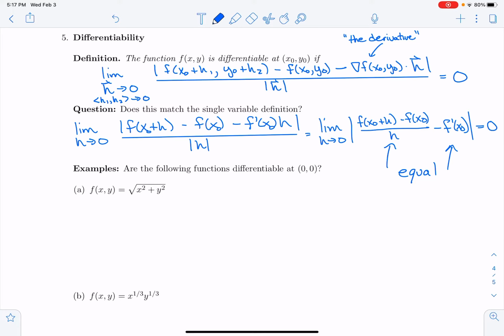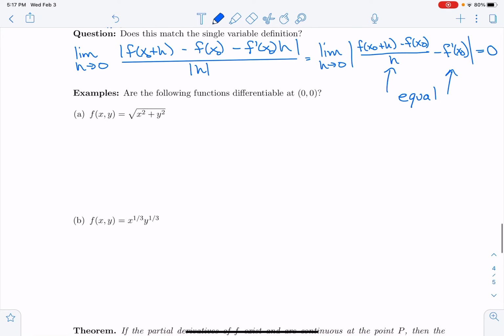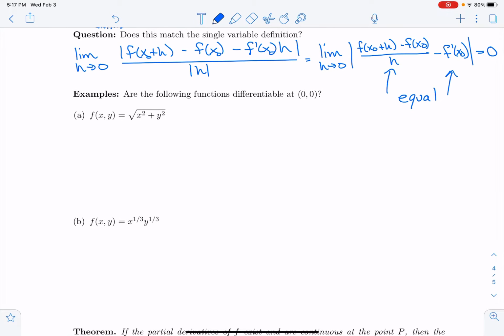So now the question becomes, are particular functions differentiable? How do we show that a function is or is not differentiable? So I'm going to look at a function, the square root of x squared plus y squared, and I'm going to ask myself, is that function differentiable? Let's see. We need to first find the gradient in order to figure this out.